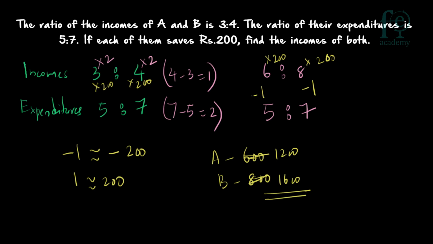Your initial ratio has changed to 6:8. So you have to multiply 6 into 200 and 8 into 200, so 1200 and 1600 will be the incomes of A and B respectively.